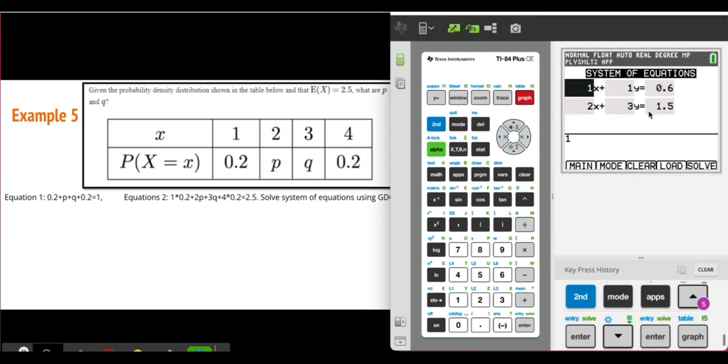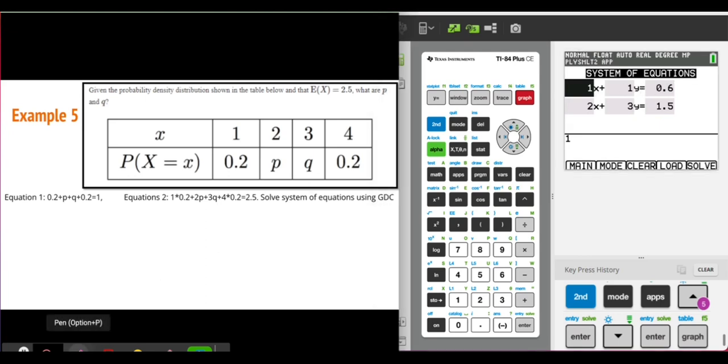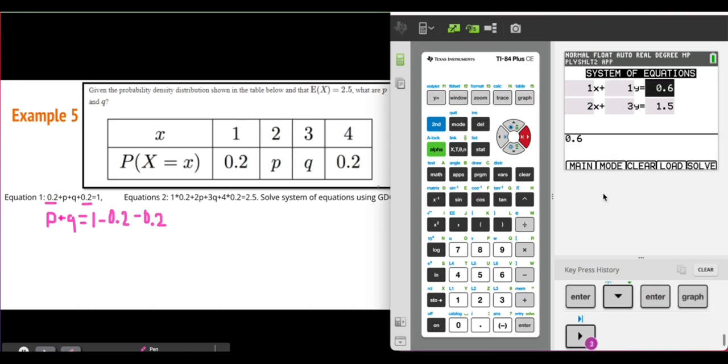Now notice that in here the equations are written in a specific way, where you have the x and the y is equal, and then you have the numbers. So you need to play around with your equations a little bit so that only the p and the q are on one side and all the numbers are on the other side. So for our first equation, we would have p plus q is equal to 1 minus 0.2 minus 0.2. Now, you don't need to do this full calculation beforehand. In your calculator, you can go and put in 1 minus 0.2 minus 0.2, and it's going to do that calculation for you.